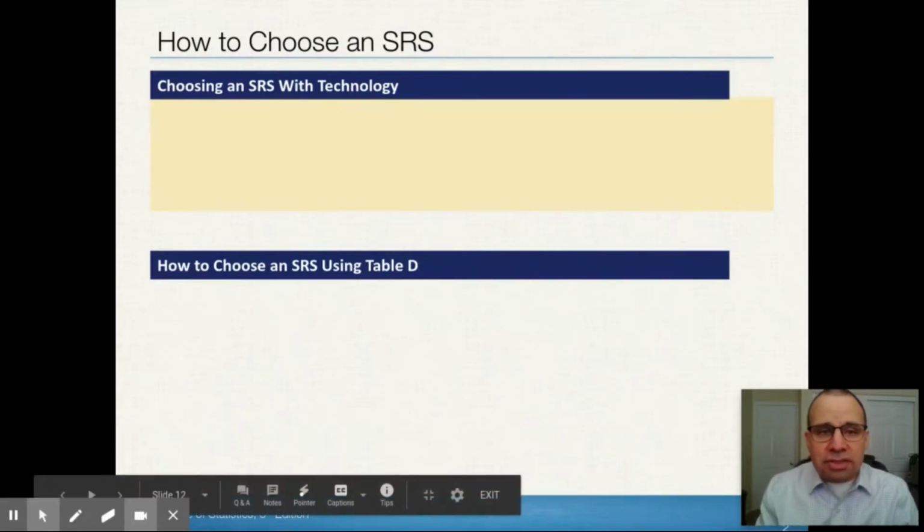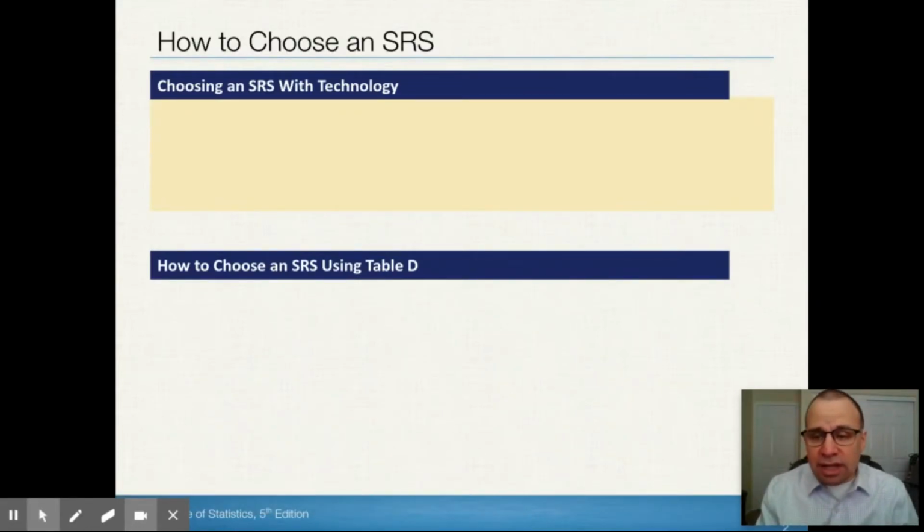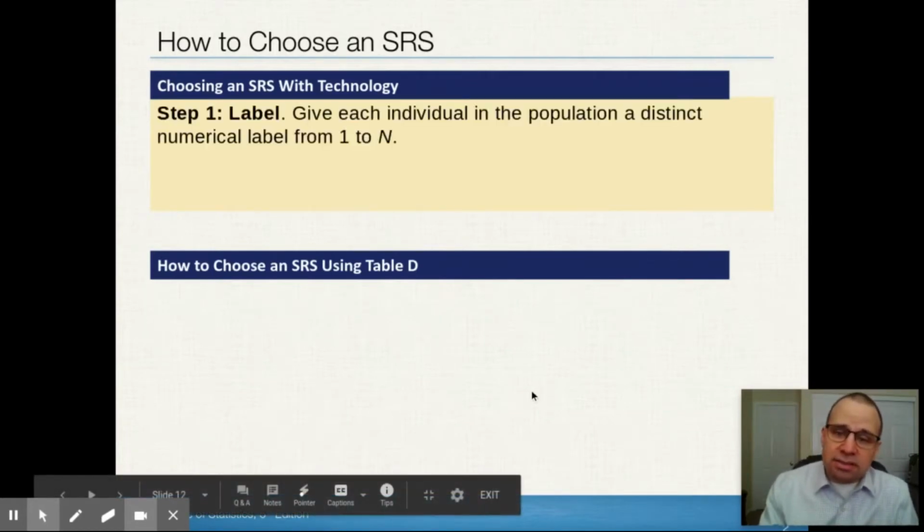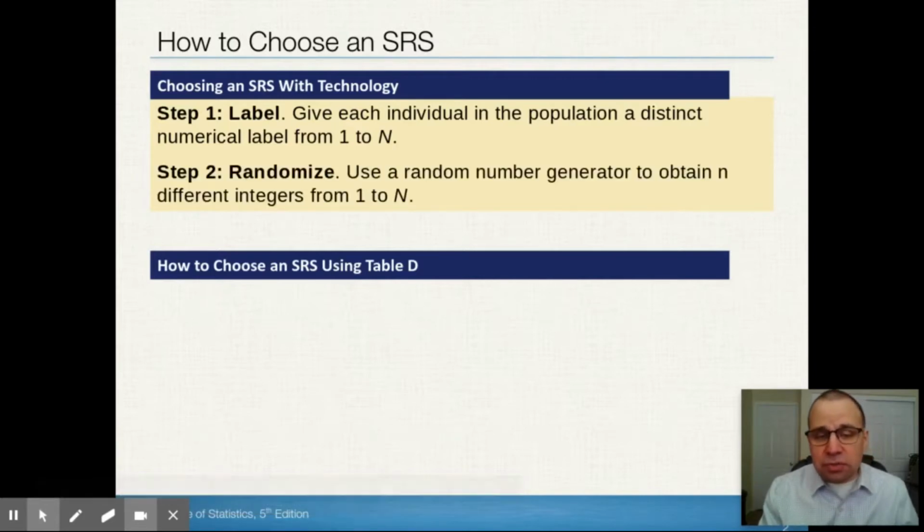How to choose an SRS? Well, you can choose with technology. Obviously, what I was showing with the random table of digits would probably be a very long process, and so nowadays we use technology. You can use what's called a random number generator, and you can find that on your TI-84 calculator. I'll talk more about the calculator. I haven't really stressed it at this point.